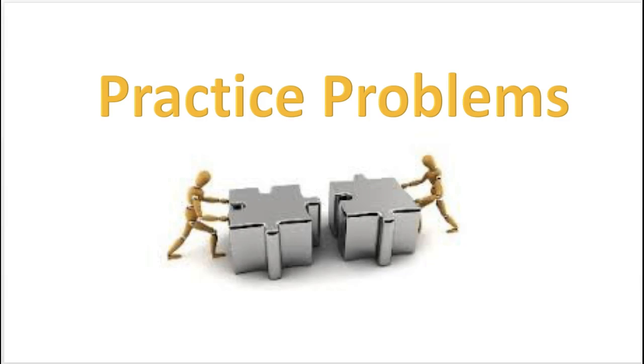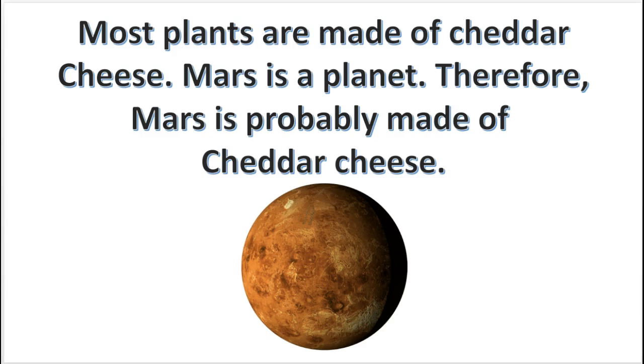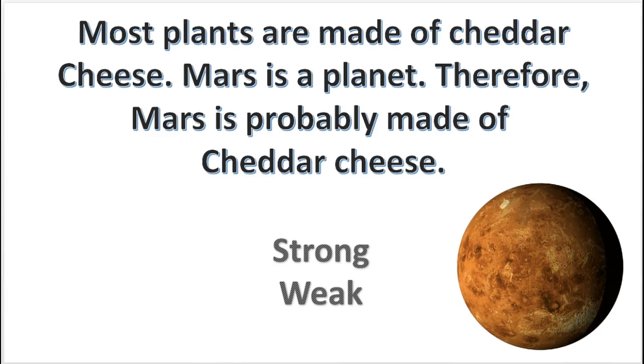All right, let's do a couple of practice problems with cogent or uncogent arguments. I think you've got this, no problem. Here's a practice problem for you. Listen to this argument. Most planets are made of cheddar cheese. Mars is a planet, therefore Mars is probably made of cheddar cheese. Question: is this argument strong or weak? Now's the time to press pause, because the answer is 3, 2, 1. It's a strong argument. That's correct. If you assume that the premises are true, based on that assumption, the conclusion follows probably from the premise.